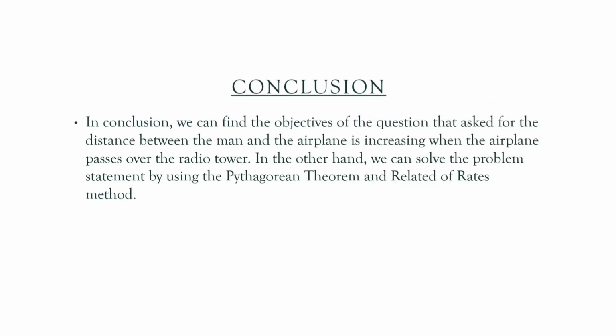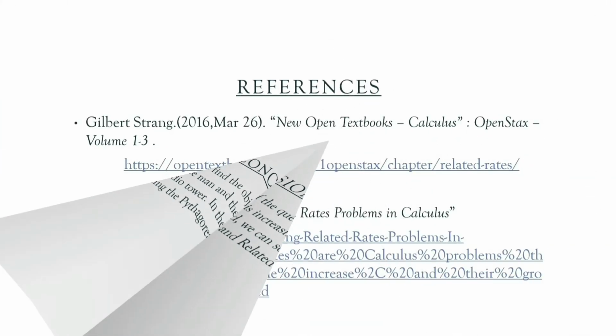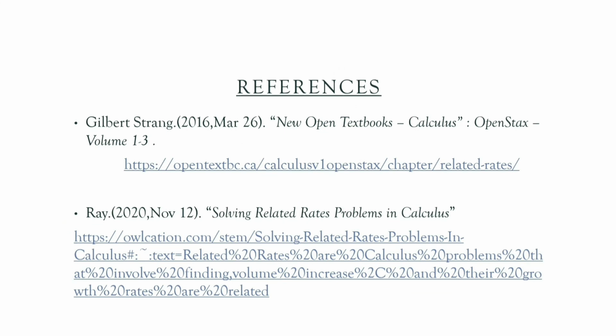So, in conclusion, we can find the answer to the objective of the question, which asks how fast the distance between the man and the airplane is increasing when the airplane passes over the radio tower. On the other hand, we can solve the problem statement by using the Pythagoras theorem and the related rates method. There are two references we used: first for the question and second for solving the problem.